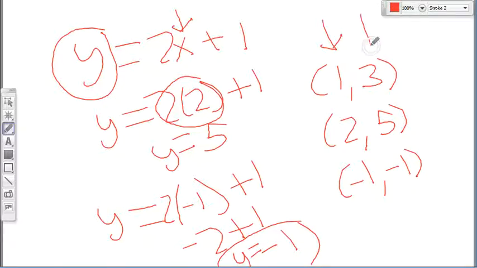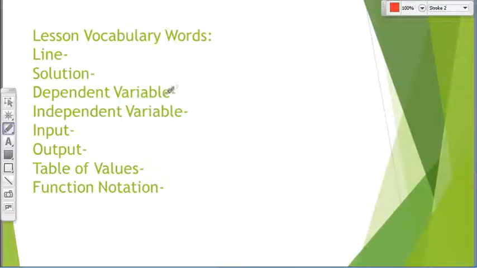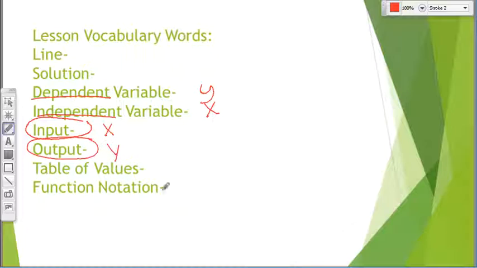The y is the dependent variable because the y is dependent on whatever we pick for x. So when we talk about dependent variable and independent variable, the x is going to be the independent variable and the y is going to be the dependent variable. The y is always going to be determined or dependent on what we pick for the x. So that would mean that the x's are our inputs and the y's are our outputs.